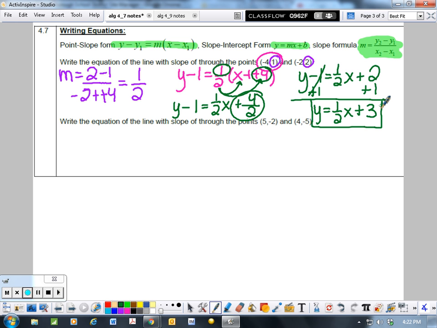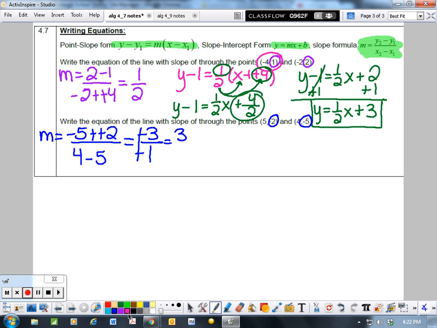Okay, so next problem, same idea. We start with our slope. So I'm going to do y2 minus y1 and then I'm going to do x2 minus x1. Take care of those double negatives. So negative 5 plus 2, or 2 minus 5, and 4 minus 5. Let's cancel out the double negatives. So we get a slope of 3.